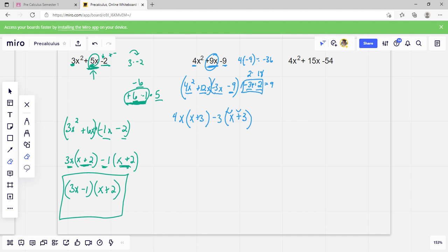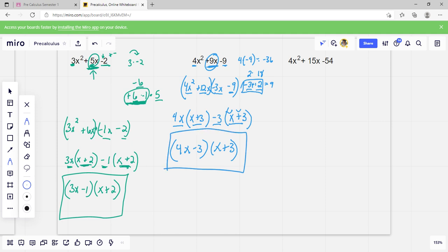Okay, so now, easy peasy, this and this are the same. So I'm just going to take what's on the outside of these parentheses, 4x and my minus 3, and I'm going to multiply that times my x plus 3. All right, we'll try one more example.